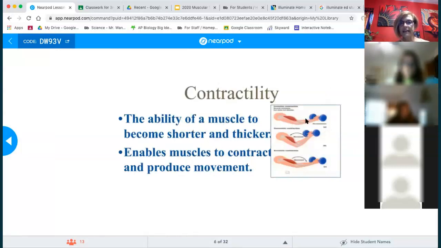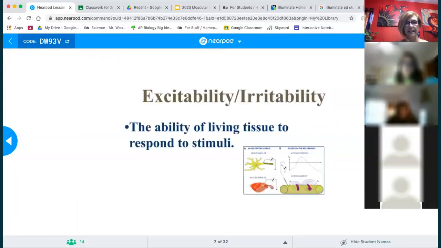So we can see as he flexes his elbow, the length of this muscle gets shorter and the width gets thicker as well. That's an easy lab you could do at home. You're going to need a tape measure for that. You're going to need a tape measure for today's activity too.